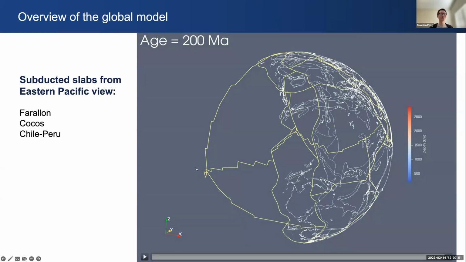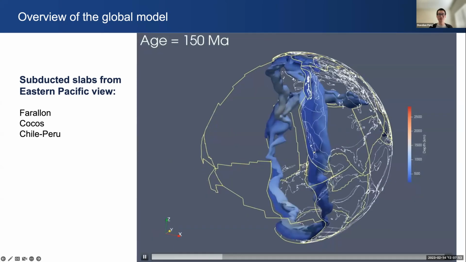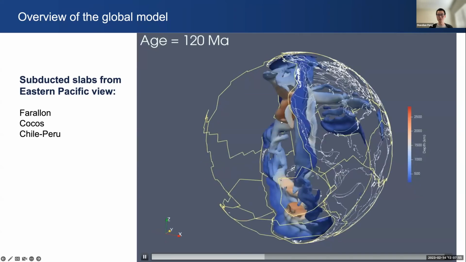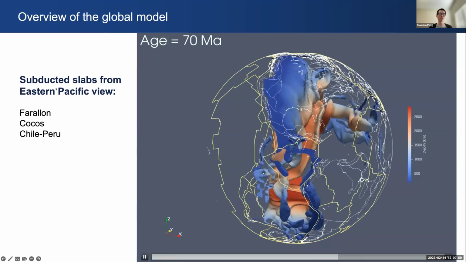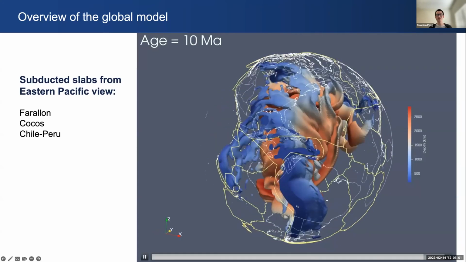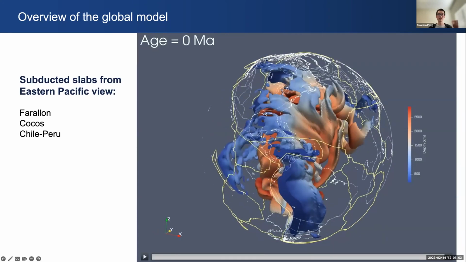Okay, so this is the view focused on the Eastern Pacific. On the Eastern Pacific, the subducting slabs are mainly the Farallon slab and the Nazca slab beneath South America.